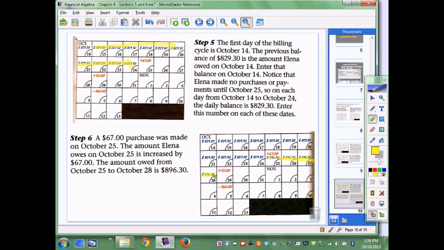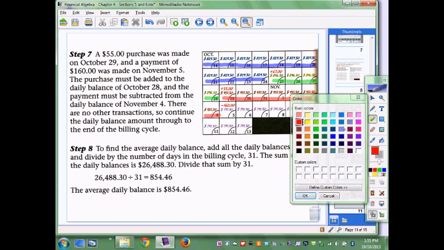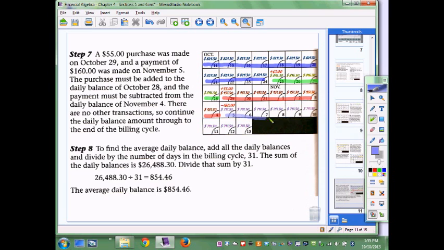And we bring this across to here. Then we're going to add in the $55, which brings us across to here. Then we subtract the $160 because that's a payment. And this tells us all of our balances. I'll use the same color. We have one balance that goes this long, another balance that goes this long, another balance that goes this long, and then a final balance that goes that long. So it tells us how many days were each balance.